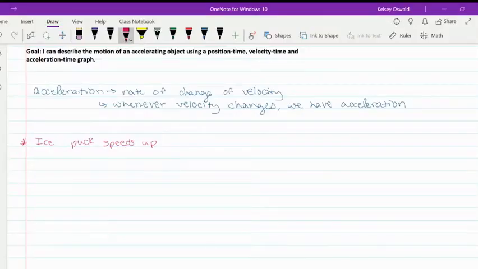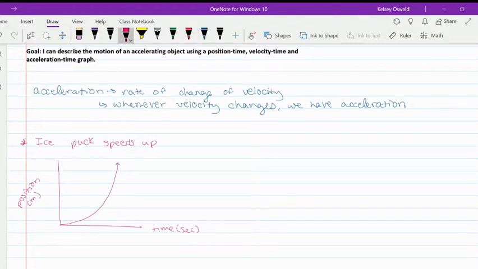We tracked the motion of our ice puck and created a position versus time graph. So we should have position measured in meters on our y-axis, and time measured in seconds on our x-axis. When we graphed the data that we collected, we should have gotten a graph that looked something like this. So we had a direct square relationship between position and time. This looks a little bit different than what we looked at in our constant velocity unit. Now we have a curve when we have acceleration.